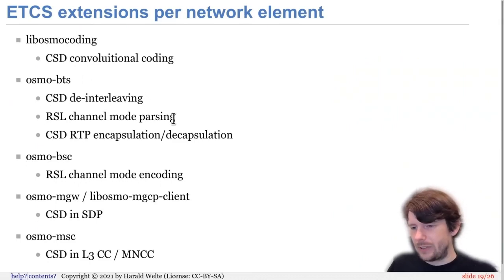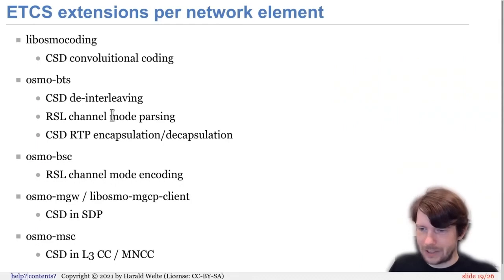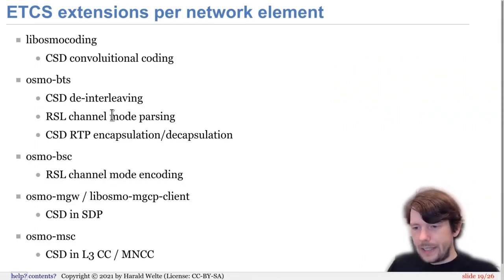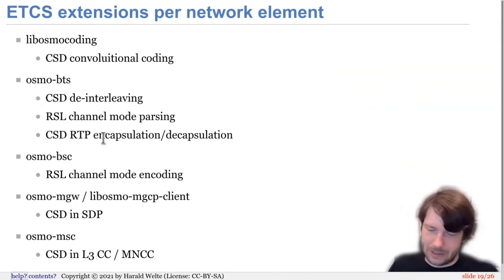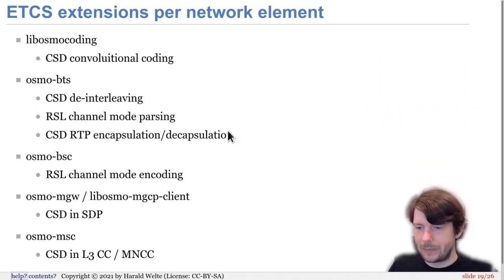The RSL channel mode for circuit switched data would need to be parsed and implemented, and also the RTP encapsulation and decapsulation. Of course, they're not bidirectional TCH channels in CSD. And RTP encapsulation and decapsulation of the V.110 payload. So basically the transparent asynchronous data, how it's encoded on the Um interface. Then you have a rate adaptation function inside the BTS, which converts to V.110, which gets put into RTP frames, and that also basically the user plane part needs to be implemented.